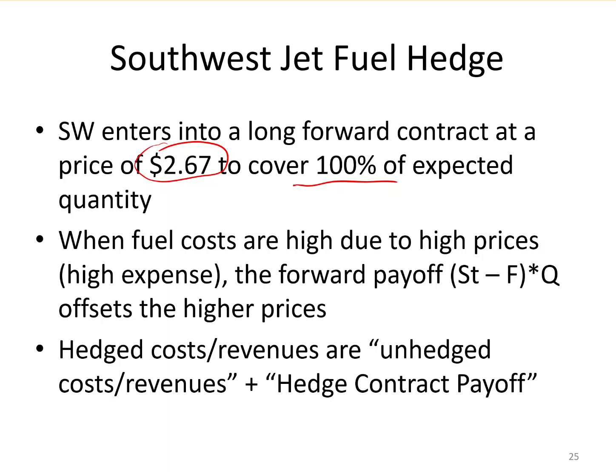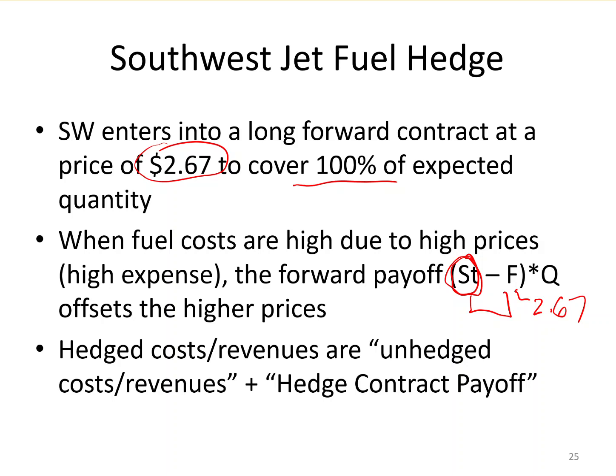Now, how's this forward contract going to work? Well, they're going to have this contract, and if the spot price goes above 267, they're going to get paid. Since they negotiated 267, they're going to get paid anytime the spot price goes above that, and anytime the spot price winds up below 267, they pay. So that's how the hedge is going to work: when prices are high, they're going to get paid, and when prices are low, they pay.